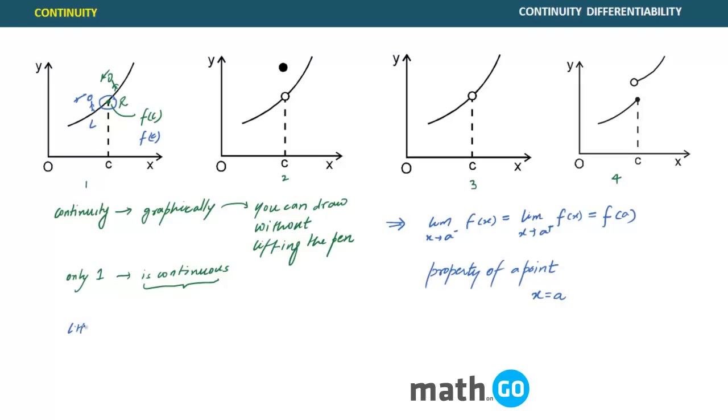So here the LHL person will report f(C), the RHL person will also report f(C), and the value of the function at x equal to C is also f(C). So all three match, and that is why we say this function is continuous. Let's apply the same approach to the other diagrams and see how it works.